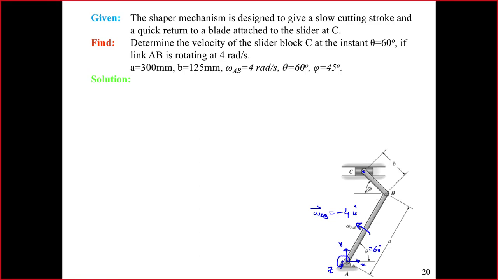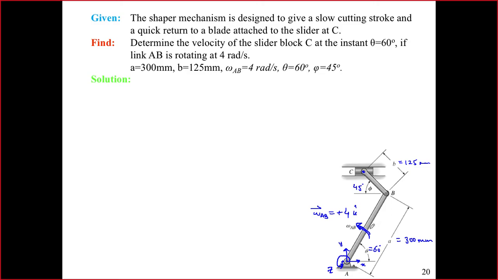Phi is given right here as 45 degrees, because it will give us some information about how to formulate the relative position vectors. And then a is equal to 300 millimeters. Angular velocity positive nahi hogi, ye clockwise hai, anti-clockwise. Oops, sorry, thank you. So plus, yes, it is anti-clockwise. I was making a mistake.